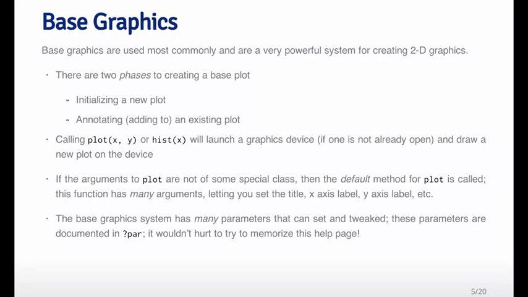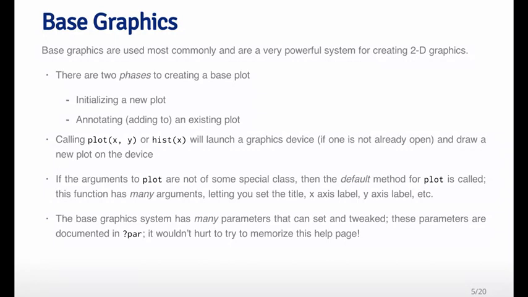The plot function or the hist function are two examples of functions that are used for initializing a plot. What they do is that if there's no graphics device open already, they will launch a graphics device. Typically this will come in the form of a window that pops up on your screen. And then it will draw the plot on that new device. The plot function is a generic function in R, and so it can behave differently depending on what kinds of data you pass to it.